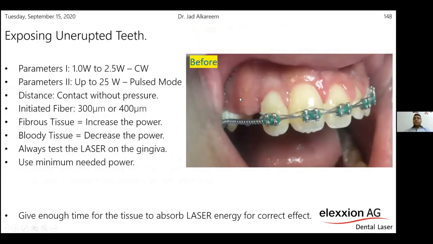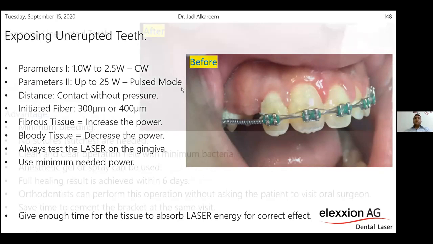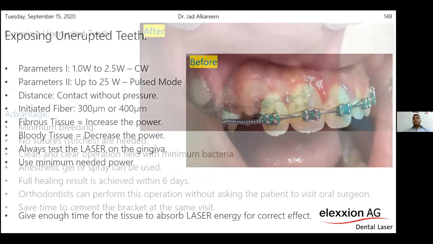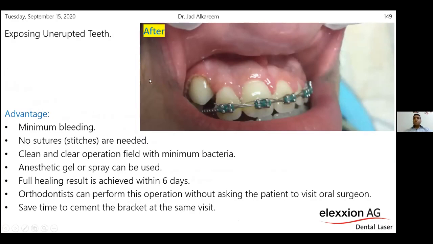Here is also another case of exposing an unerupted tooth. So this is the picture before, and here is the picture after the treatment. You can see that there is no bleeding at all. The carbonization is minimum. There is no suture or stitching after this treatment.